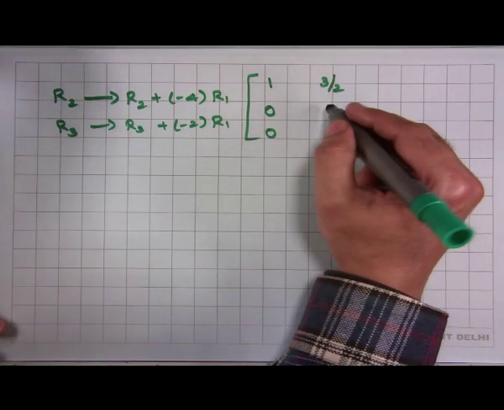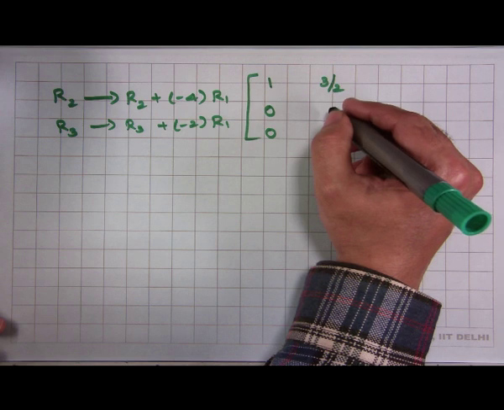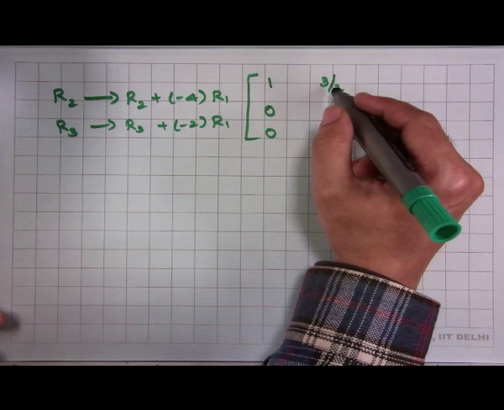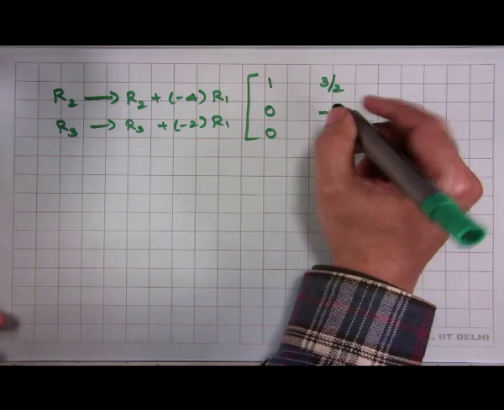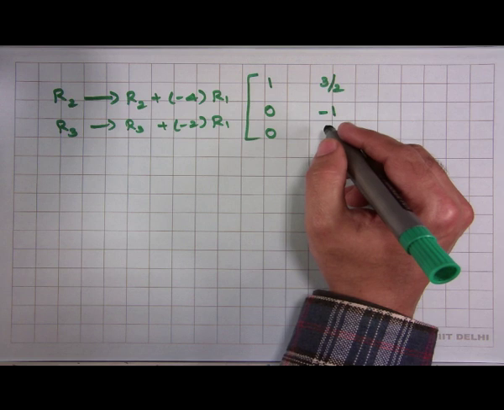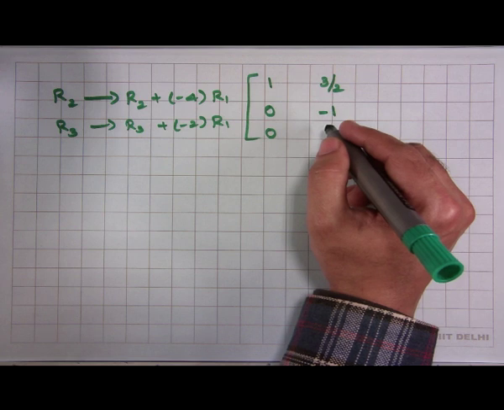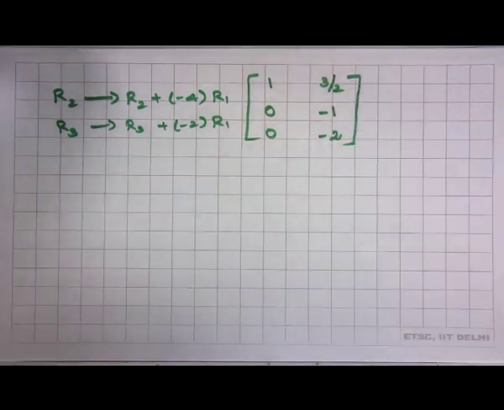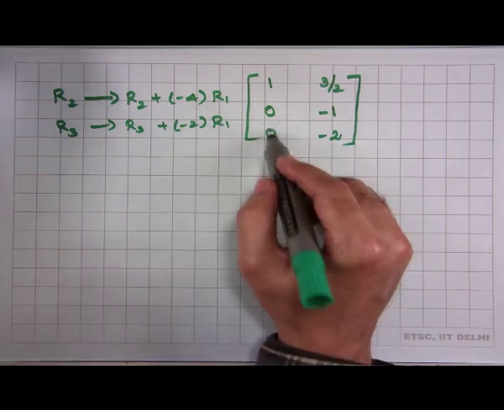So, now let us calculate the remaining. 5 plus minus 4 into 3 by 2. So, minus 4 into 3 by 2 is minus 6. So, 5 minus 6 is minus 1. The next one, 1 plus minus 2 into 3 by 2. So, minus 2 into 3 by 2 is minus 3. So, 1 minus 3 is minus 2, right. So, let me delete the first row and the first column.